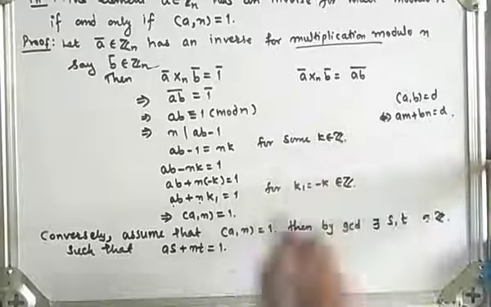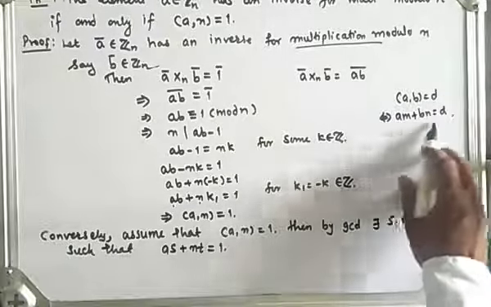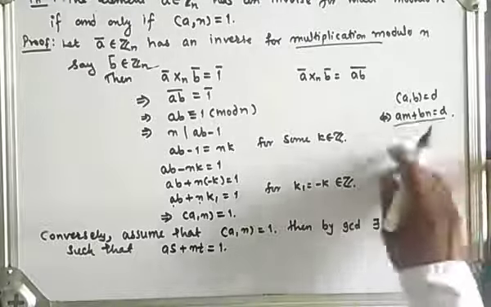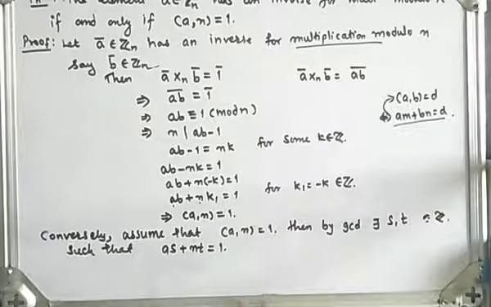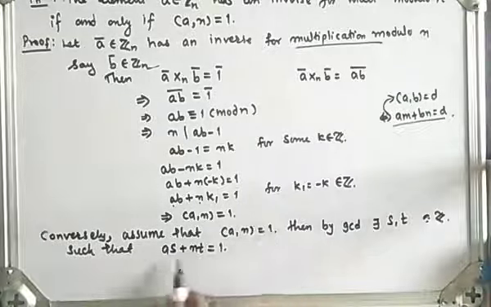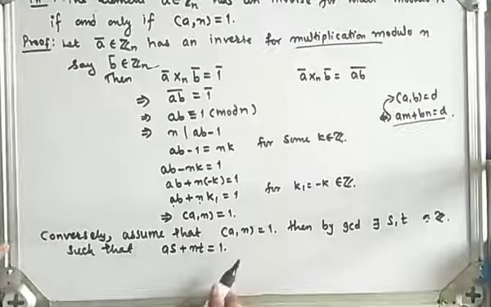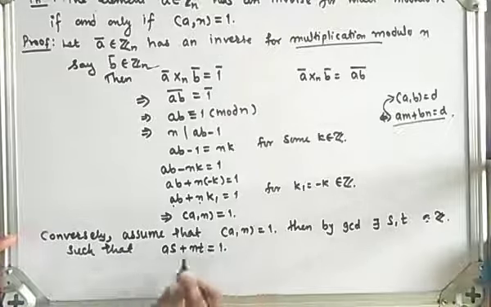So this is the if and only if case. It means that if GCD of a and n is equal to d, then we can express it as am plus bn is equal to d. And if we have an equation like this, then we write GCD of a and b is equal to d. So here GCD of a and n is equal to 1, then we can write it as as plus nt is equal to 1, right?